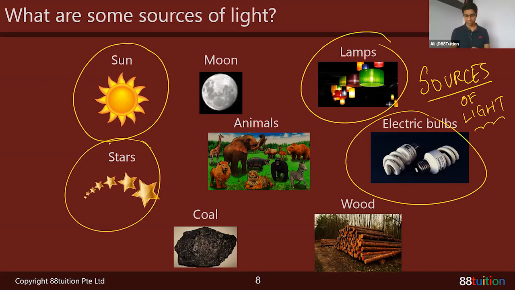And the moon, no, right? The moon, no. Because it's usually dark. It comes out in the night. Okay, it comes out in the night, but it's full of light. I see light on the moon at night. Okay.